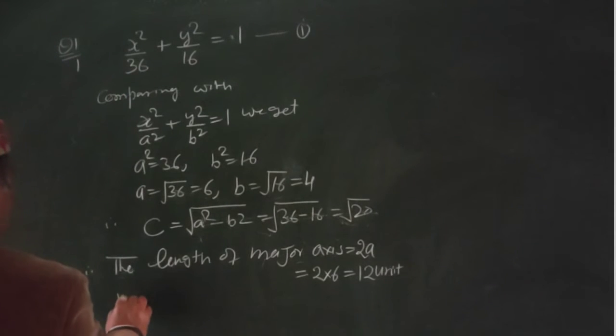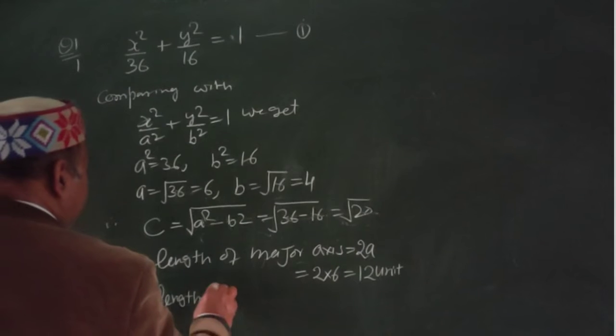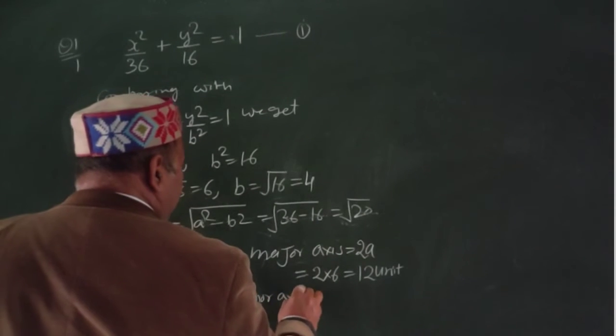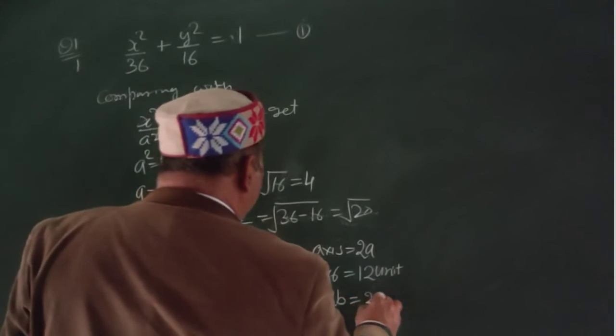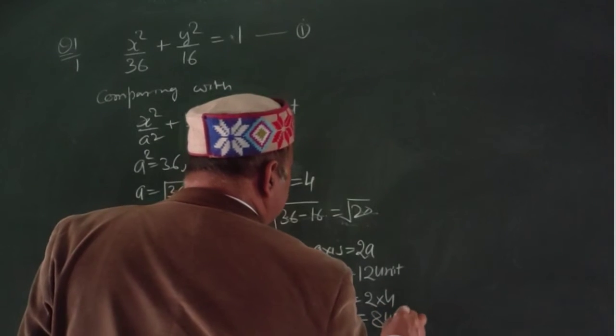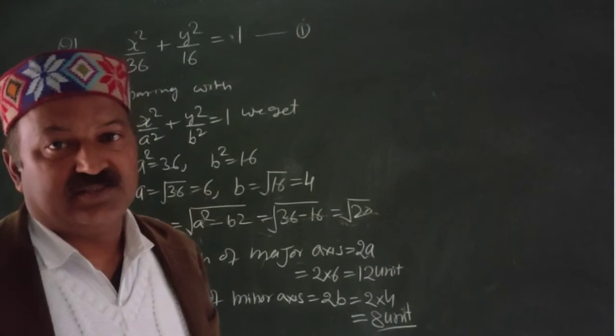The length of the minor axis is equal to 2b, which is 2 into 4, and that is equal to 8 units. This is the length of the minor axis.